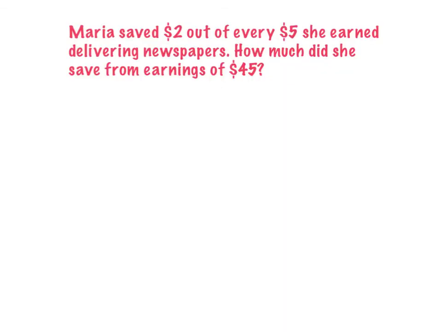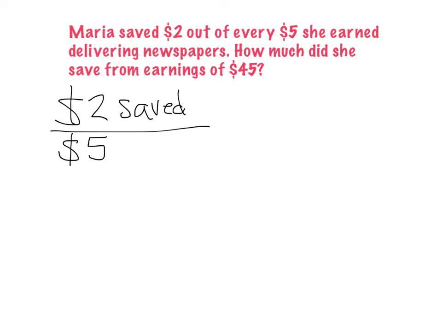Okay, here's another number story that we're going to try to solve using ratios. Maria saved $2 out of every $5 she earned delivering newspapers. How much did she save from earnings of $45? So I'm going to write down, what do I know first? Well, I know she saved $2, and I'm going to write $2 saved out of $5 earned.